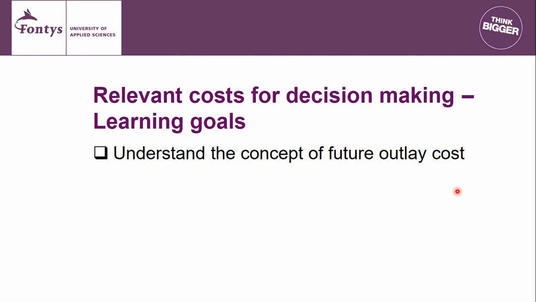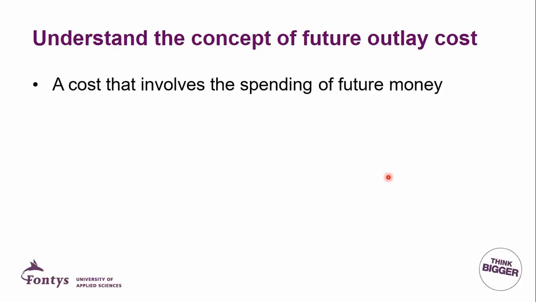And then we look at the next and also the last learning goal for today, the concept of future outlay cost. And it's actually quite a simple idea. So we can also simply disregard the outlay. We can also just say future cost. In this case, we just want to say that basically in the future, we're going to spend a certain amount of money. And so like I just said, the future outlay cost involves spending money in the future.